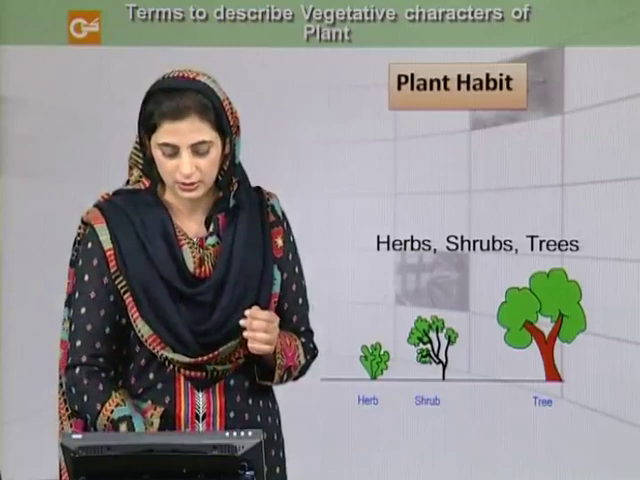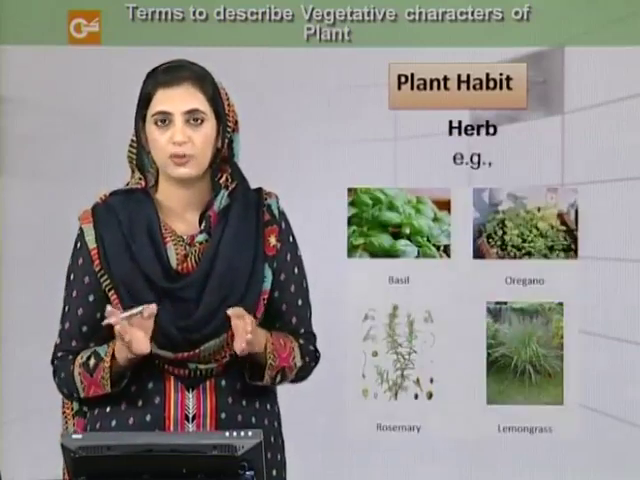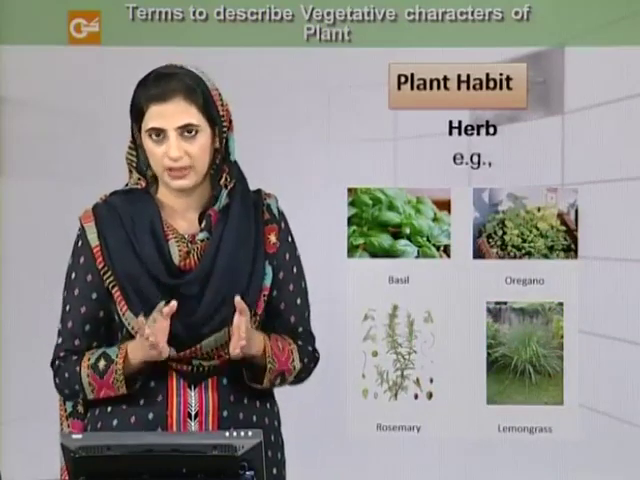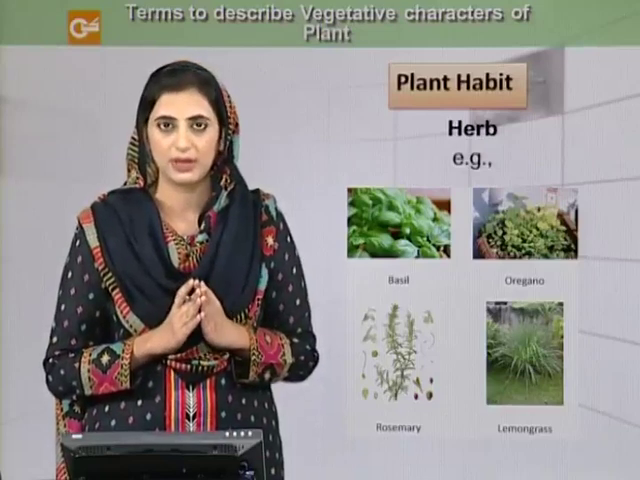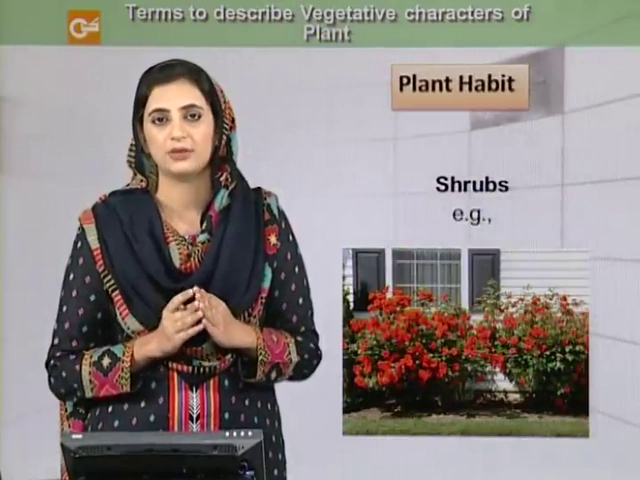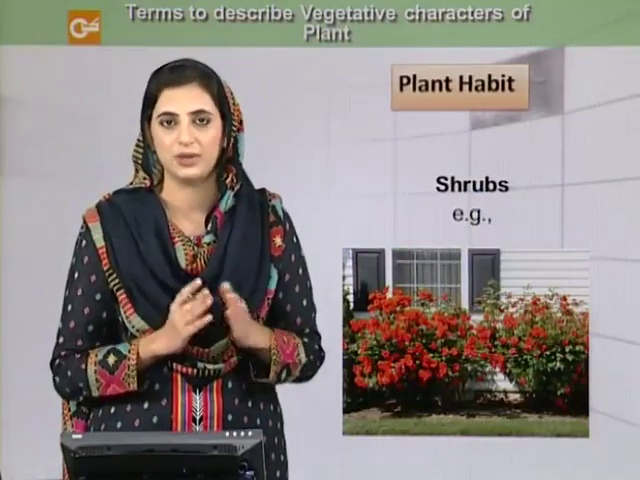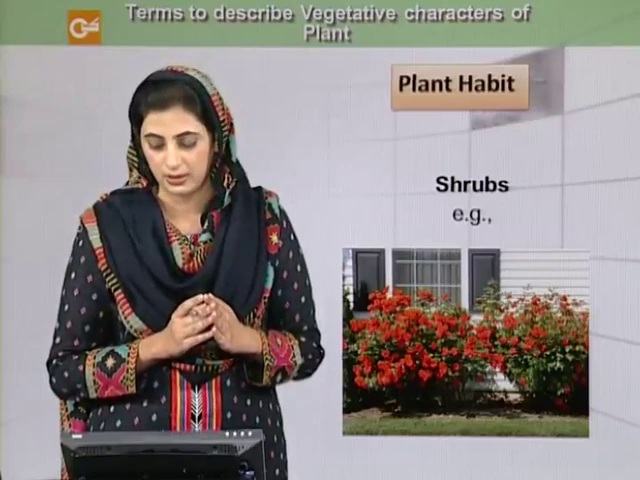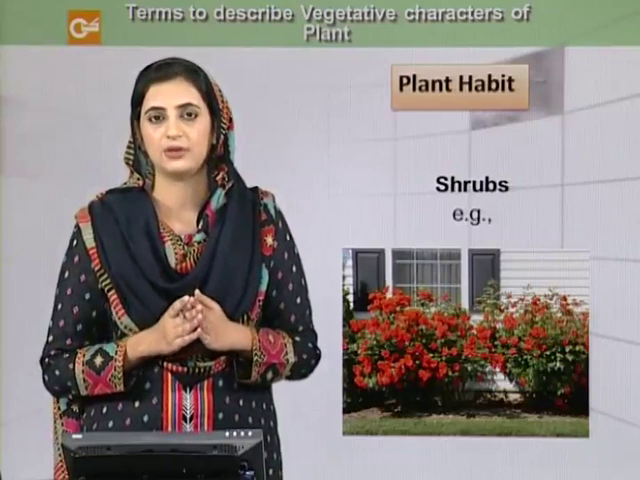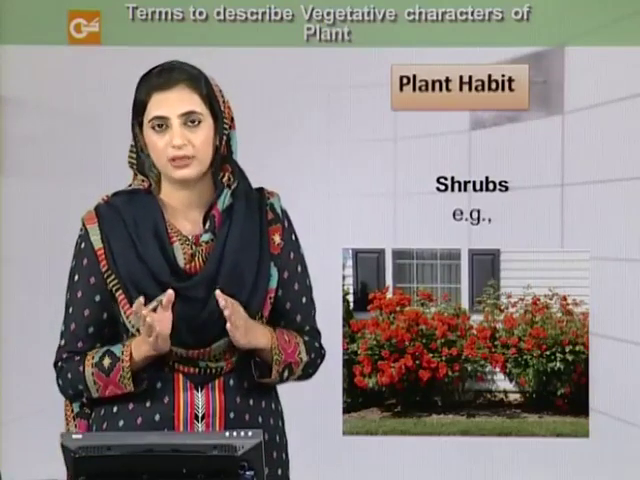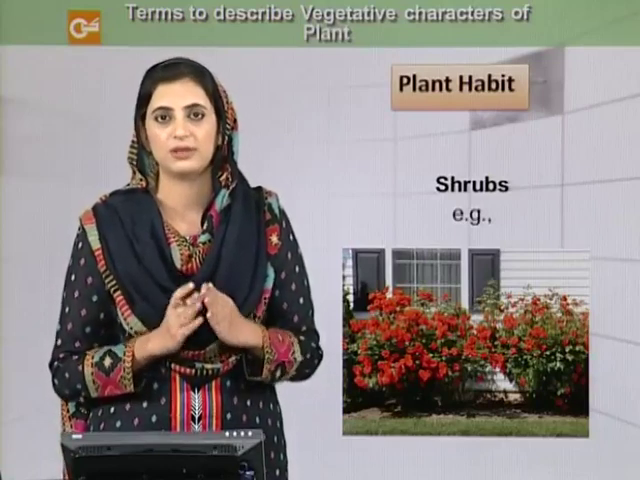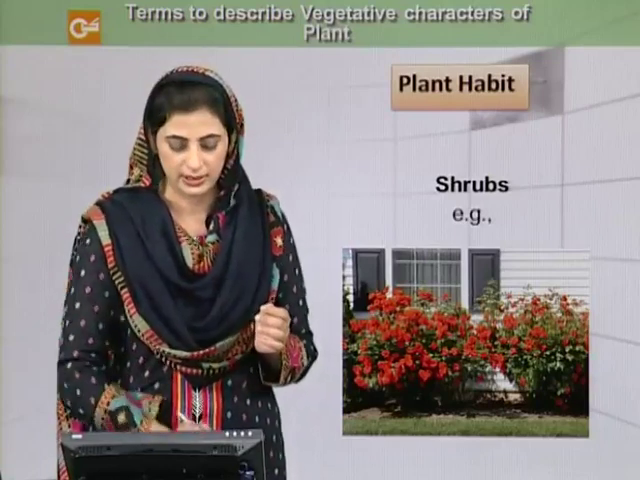Herbs are those plants which are non-woody and they are small in size, and examples are those of basil, rosemary, lemongrass, and oregano. And shrubs are woody and they are less than 3 meters in size. An example is that shown here. For example, here it is the rose plant. And trees are those plants or plant habit which are more than 3 meters in height, and they are of course woody and large in size.